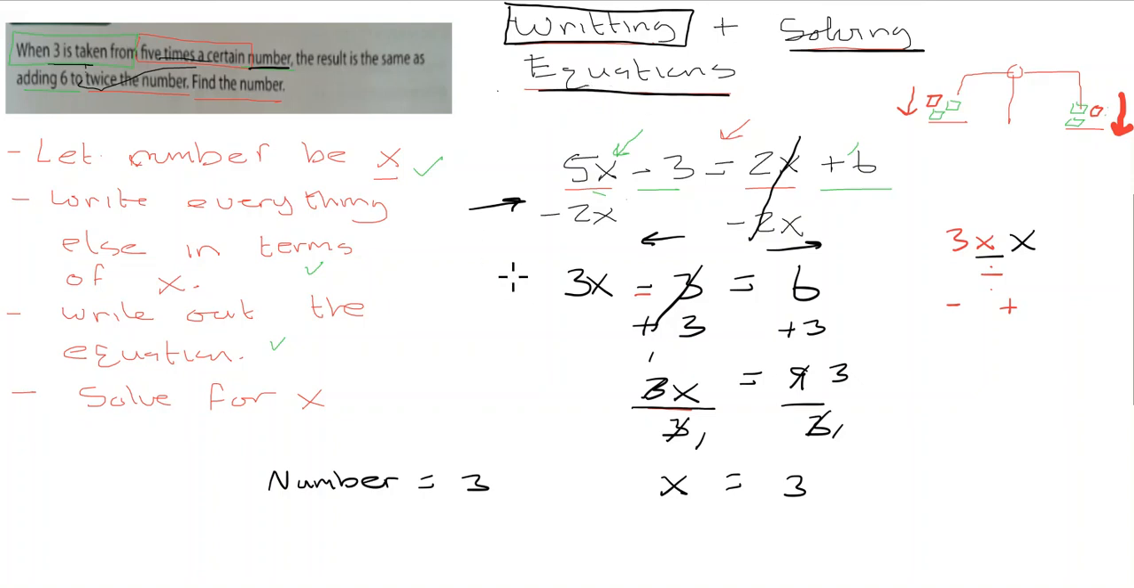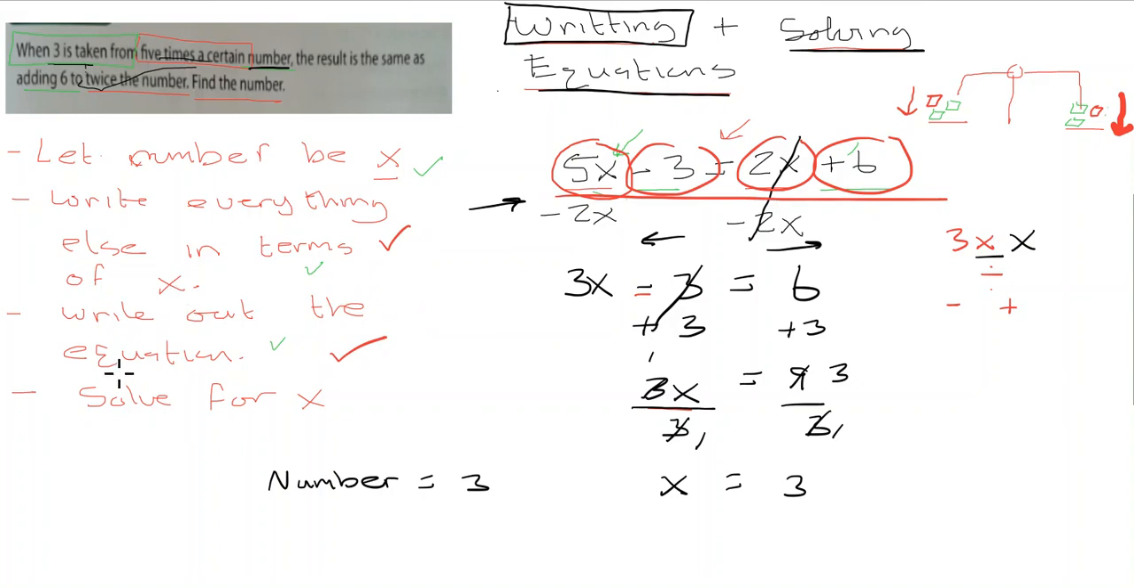It's pretty straightforward. Again, just as a quick revision. The first thing you do is let the number be x. That's what we've done here. Write everything else in terms of x, like for example this and this. As you read the question, you write everything in terms of x. Then write out your equation. That's what we've done here. And then you're solving for x, going through the steps here. Hopefully that makes sense.